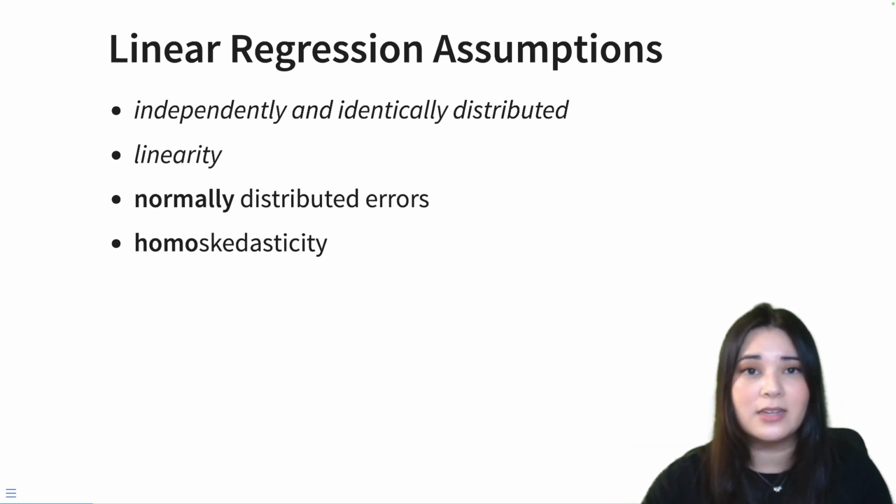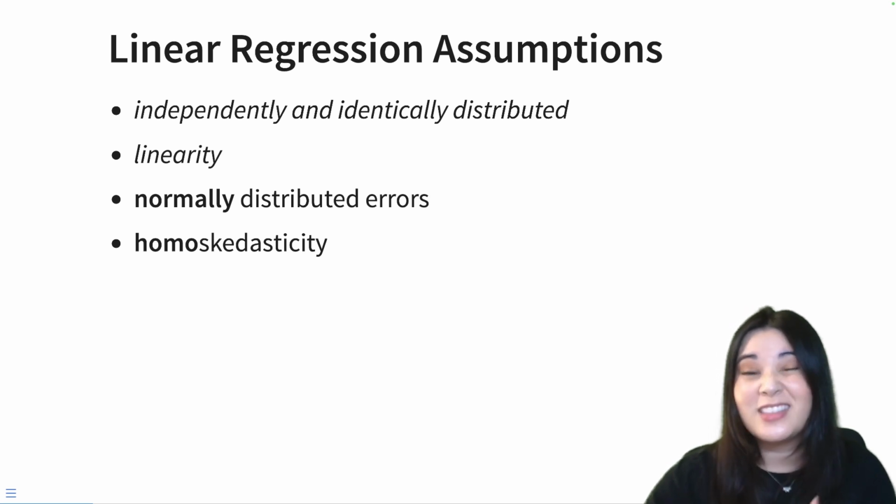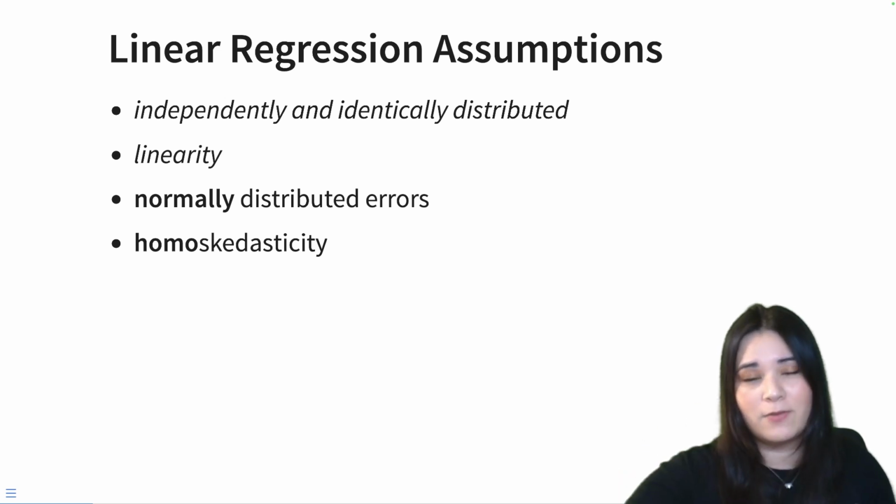Again, we don't expect that a given data point will always be on the regression line, but we think that the expected value given our predictors is going to be on the regression line with some amount of error that's normally distributed around that line.